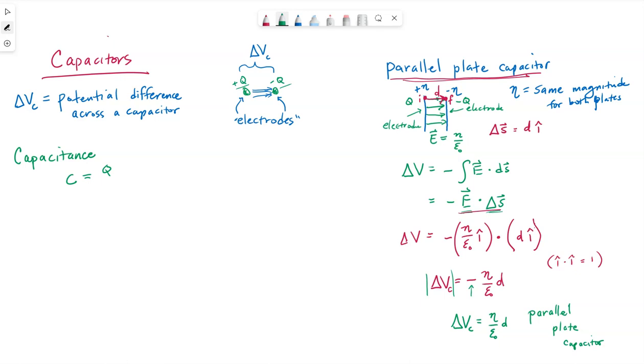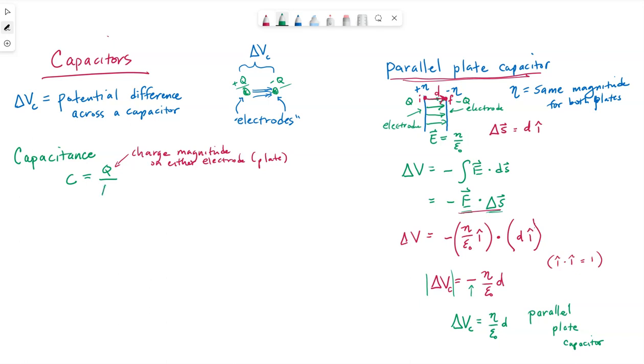But in our equation over here for capacitance, when we say Q, we mean the magnitude of the charge on either electrode. Regardless of what type of capacitor it is, parallel plate versus some other shape, either way we mean the charge magnitude on either electrode. Or if we're talking specifically parallel plate, the electrode is a plate.